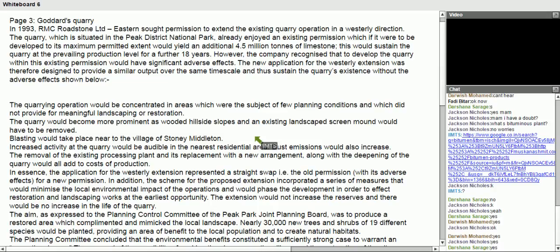In essence, the application for the westerly extension represented a straight swap: the older permission with its adverse effects for a new permission. In addition, the scheme for the proposed extension incorporated a series of measures that would minimize the local environmental impact of the operations and would phase the development in order to effect restoration and landscaping work at the earliest opportunity. The extension would not increase the reserves and there would be no increase in the life of the quarry. The aim as expressed to the planning control.